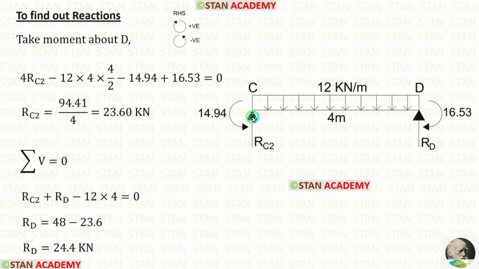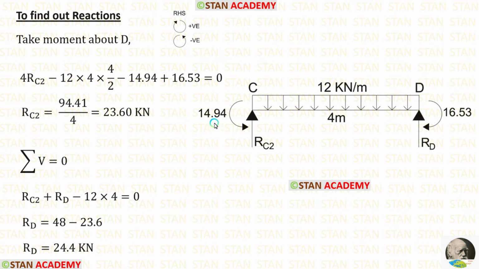The vertical reaction RC2 is acting towards the point D in the clockwise direction, so it will be positive and the distance is 4 meter, so 4 RC2. The UDL 12 kN per meter is acting in the anticlockwise direction towards the point D, so it will be negative and the distance is 4 meter. When the UDL comes, we have to multiply with the distance and the distance by 2. So 4 into 4 by 2.